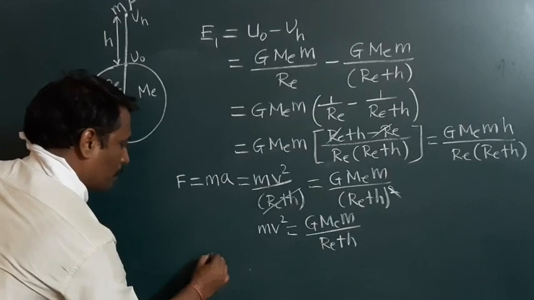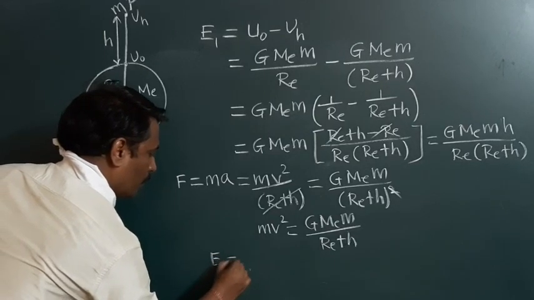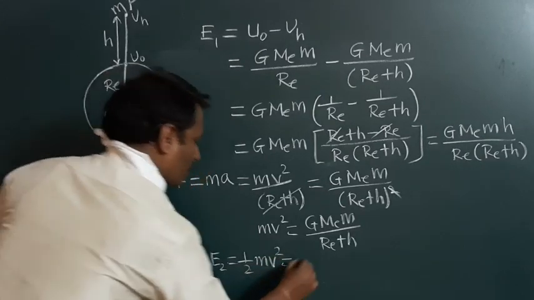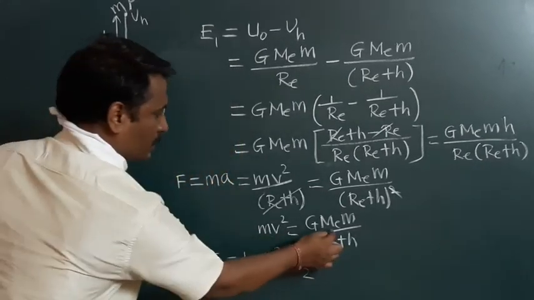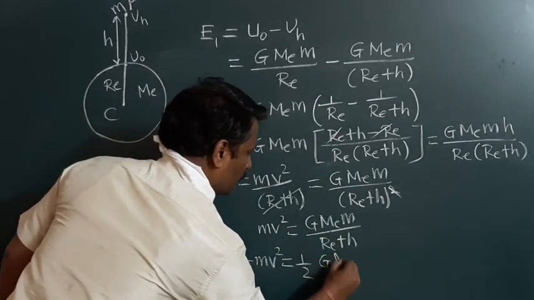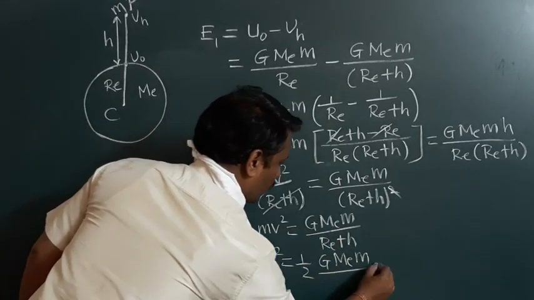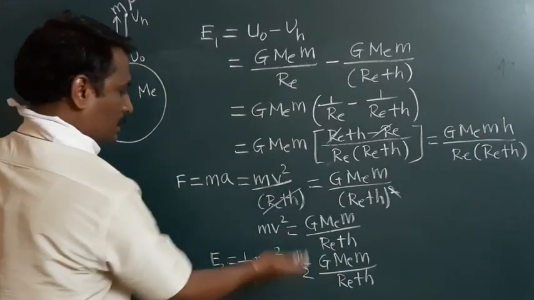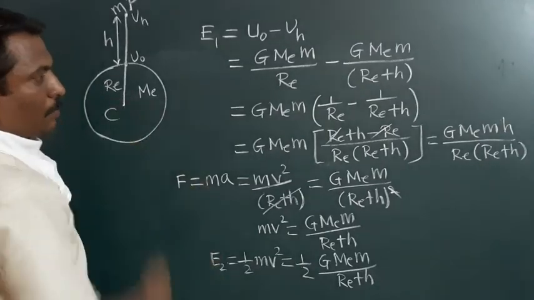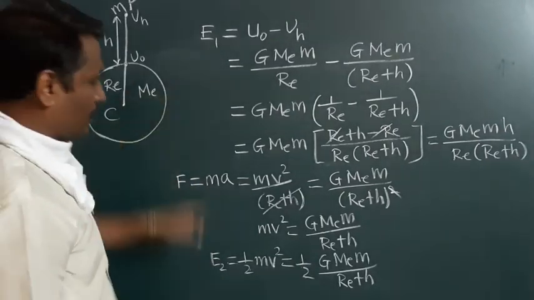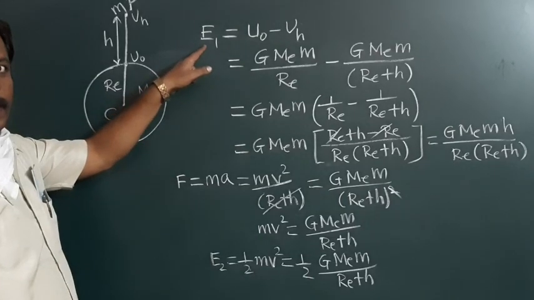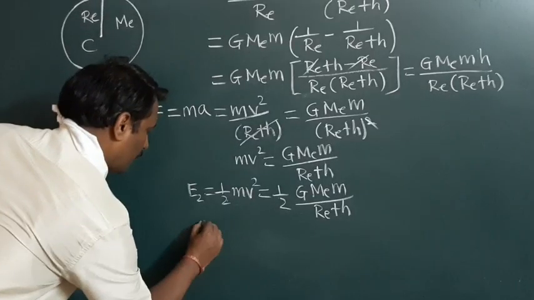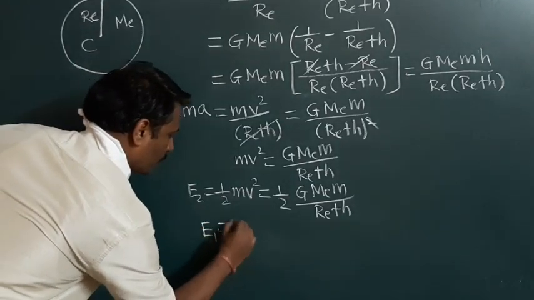Now the kinetic energy of the planet E2 is equal to 1 by 2 mv square. That is equal to 1 by 2 and mv square is here, G MEM divided by RE plus H. Okay, this is the kinetic energy. But in the problem it is given that E1 is equal to E2. That is, work done in taking the planet to the height h is equal to the kinetic energy of the planet. Therefore we write E1 is equal to E2.